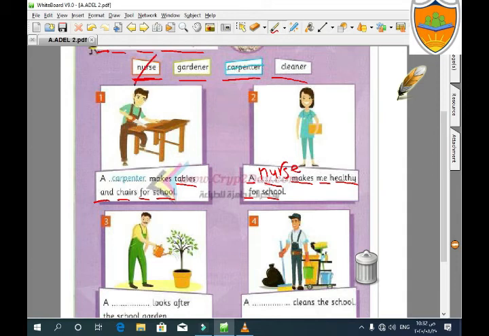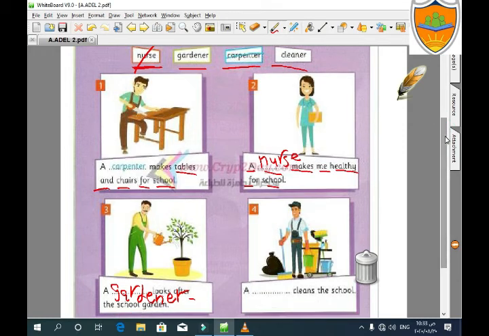Number 3, a gardener looks after the school garden. A gardener. And number 4, a cleaner cleans the school. A cleaner.